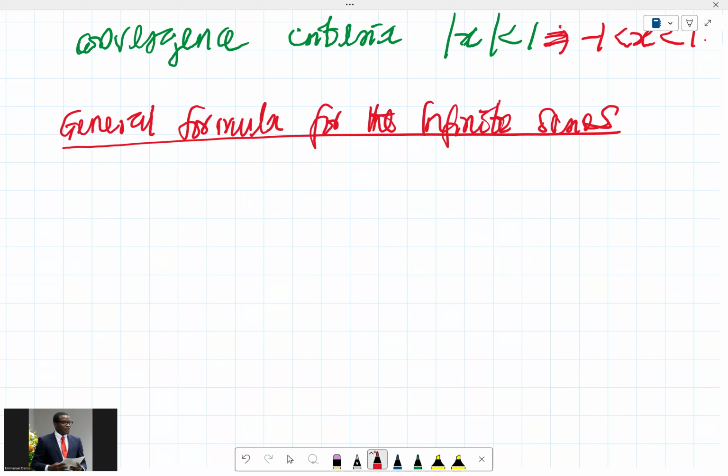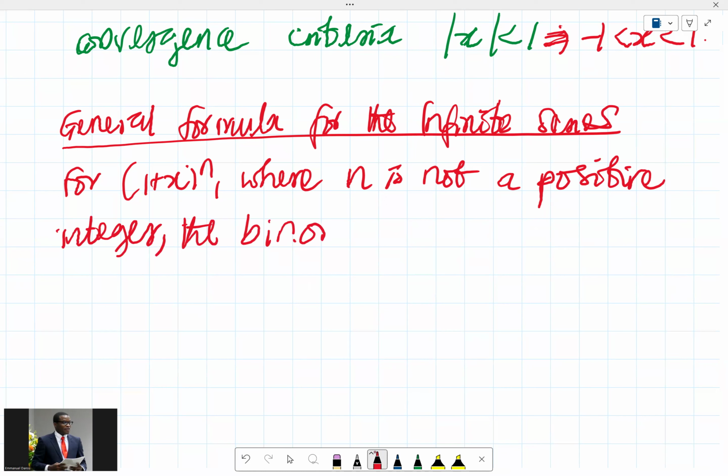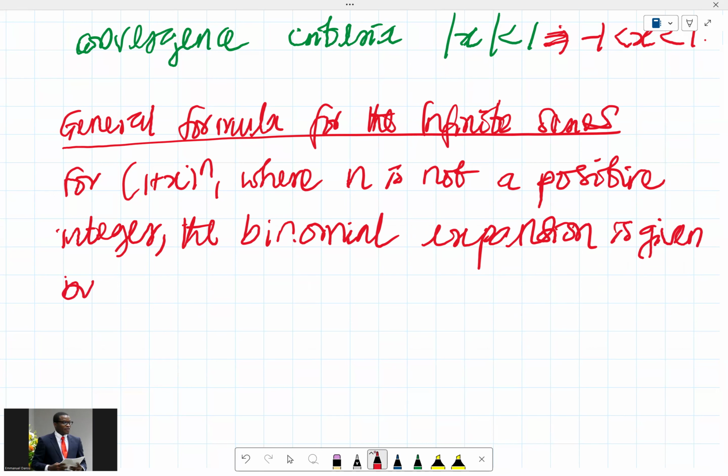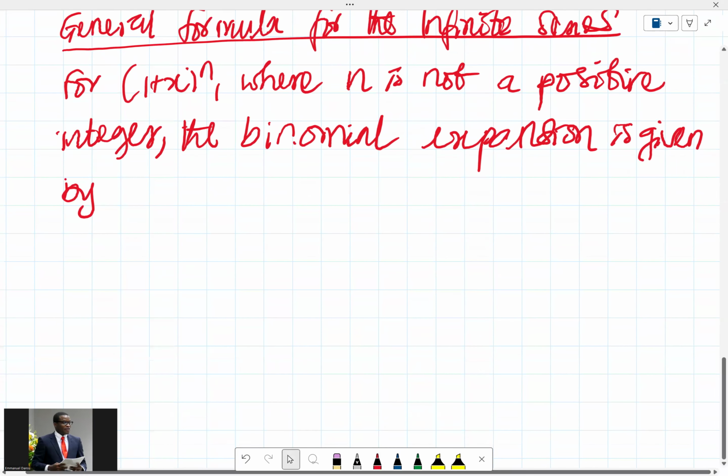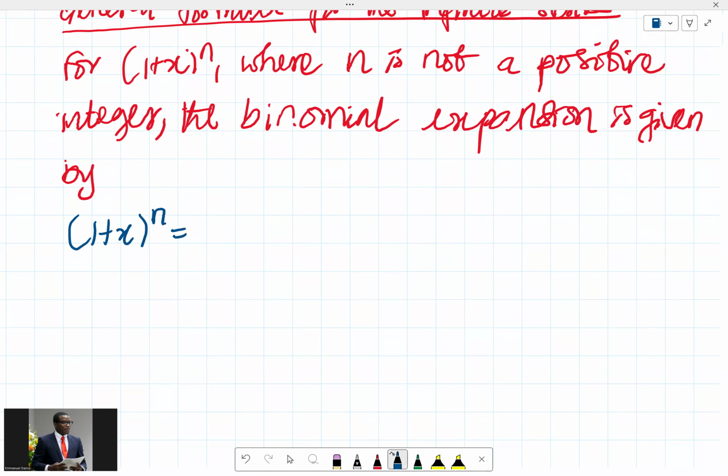Okay, so this is like one solution to every problem of binomial expansion you will ever have. For 1 plus x raised to power n, where n is not a positive integer, the binomial expansion is given by, so now we can no longer use that combination thing we saw the other time. So it's given by 1 plus x raised to power n, and see how this progresses.